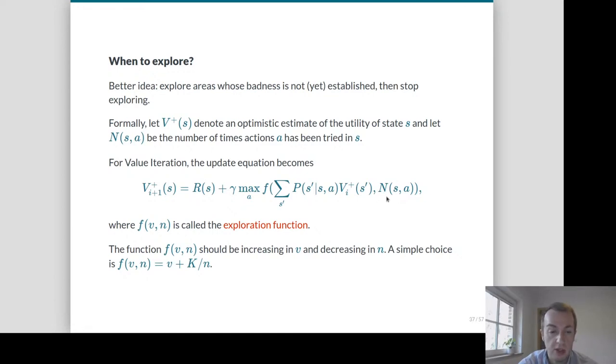And for example, a simple choice would be to say that f of v and n is equal to v plus k over n. So what will happen is that as you explore, as you experience more and more a transition SA, then this second term will vanish, right? And it will then reduce back to the original v value. And on the other hand, if n is small, then on purpose you will overestimate the actual utility of that state, because you want just to explore it and to be sure that you capture the correct relation.